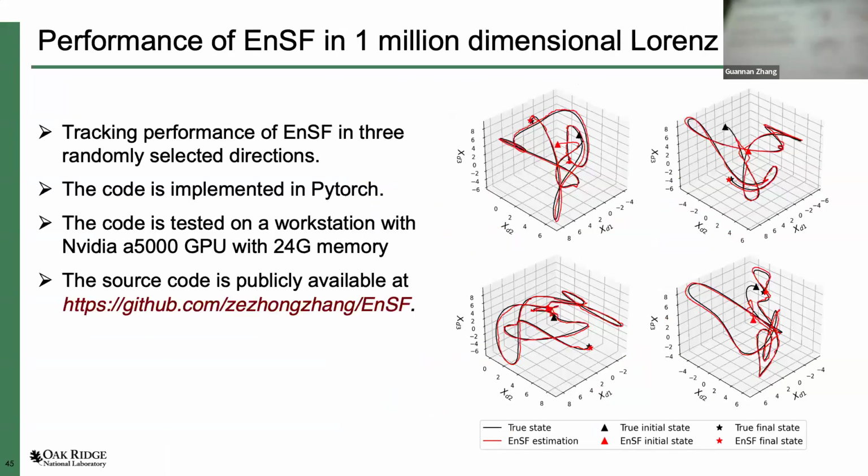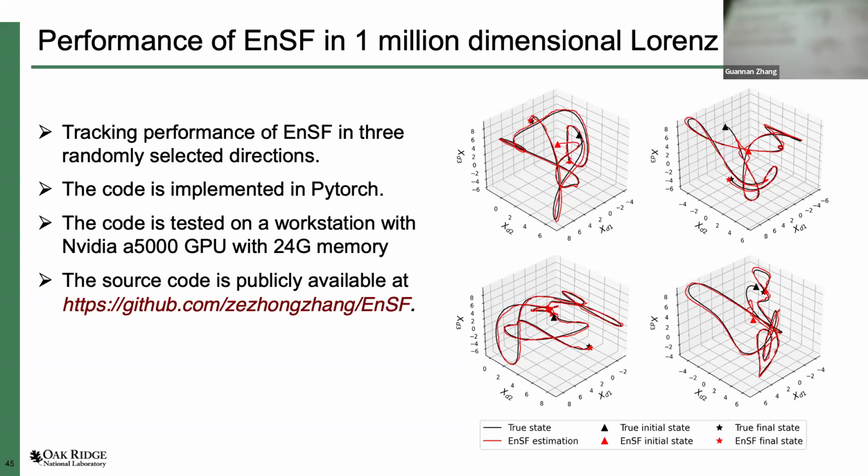And here we try a 1 million dimensional Lorenz 96. It's literally a 1 million dimensional chaotic system. Out of the 1 million, we have ground truth state paths, trajectories. For each figure, we randomly selected three states out of the million dimensional states, and we plot the path to visualize whether our method can track the path accurately. The triangles are the initial states.